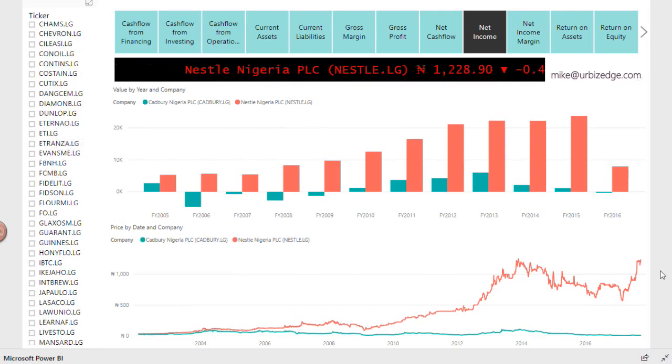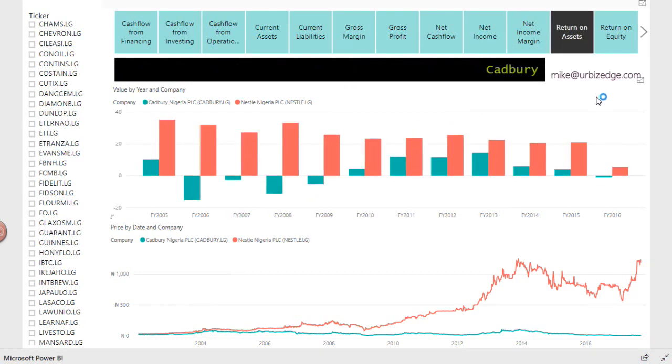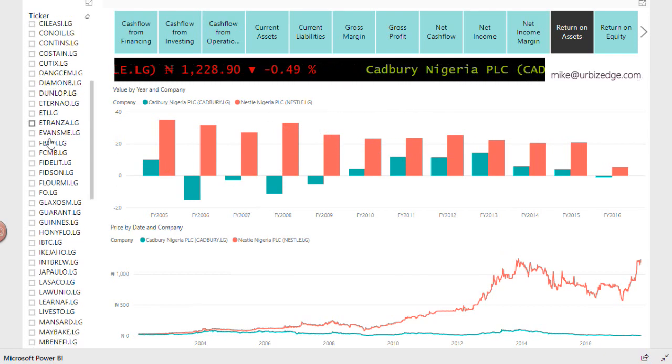So that is it. Nestle has really been going up. Actually, Nestle is doing way better than Cadbury, income wise, return on assets. Let's check out return on assets. Same thing. So I'll probably buy Nestle over Cadbury if you're just looking at this. But then there are other things you want to put into perspective.